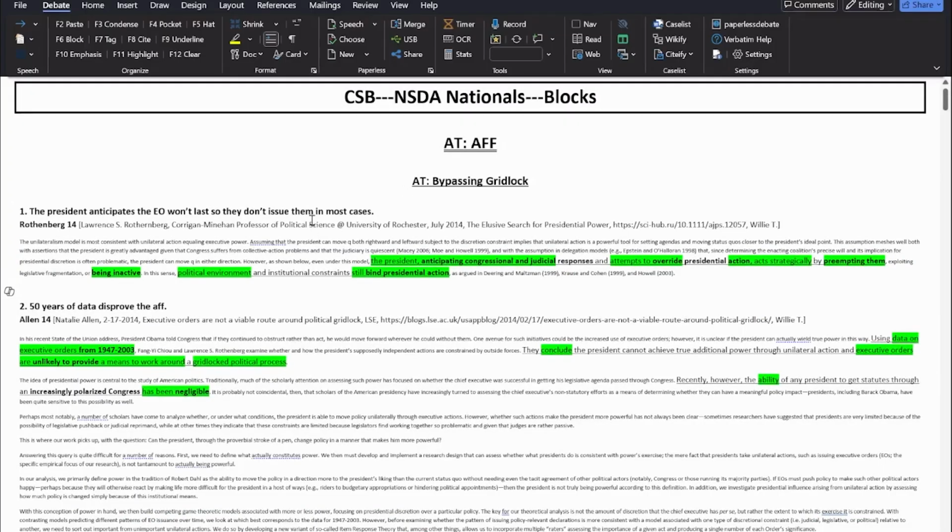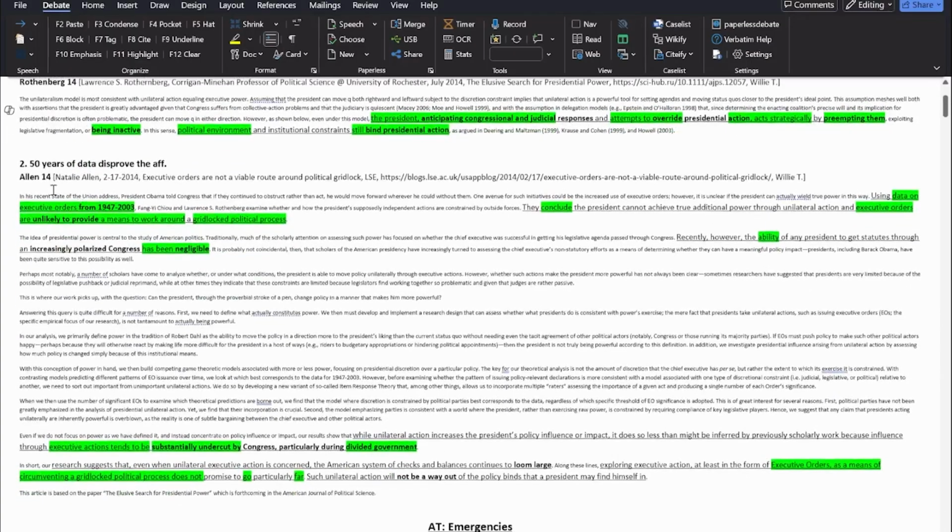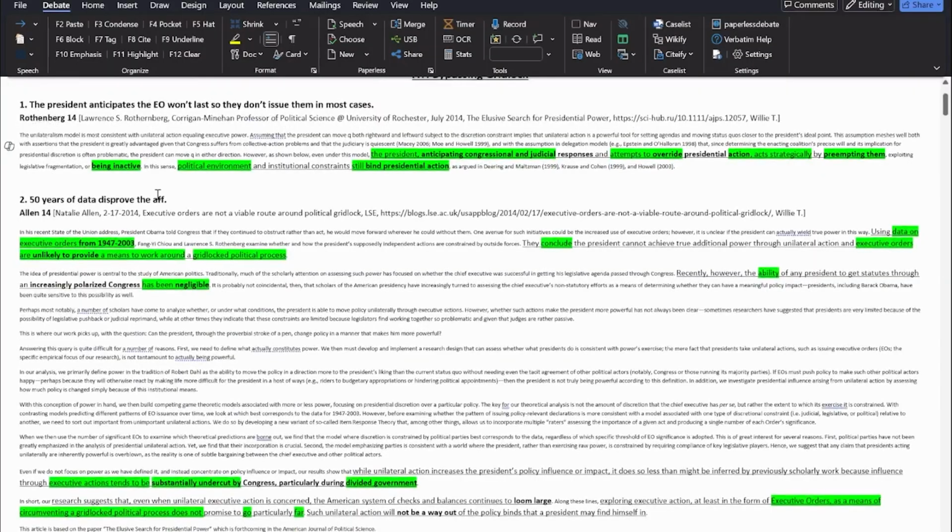There's a lot more warrants inside this Rottenberg evidence. This is just an example. You should definitely click into the article and find more. Now, this Allen evidence is actually citing the study that is above the Rottenberg evidence and talks about how in 50 something years of data, you can see here, it looks at data from 1947 to 2003, specifically examining executive orders, and it says that it is unlikely to provide a means to work around a gridlock political process.